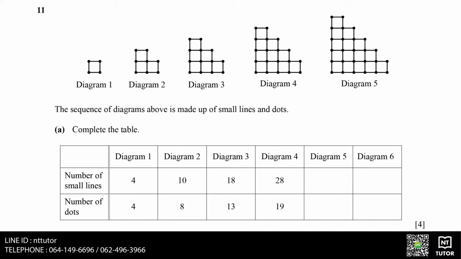in the numbers. For the number of small lines, it goes 4, 10, 18, and 28. From 4 to 10, it's plus 6. From 10 to 18, it's plus 8. From 18 to 28, it's plus 10. Therefore, for the next term, we need to add 12. And for the term after that, we need to add 14. And since we have diagram 5, we can actually check the number of small lines in diagram 5, whether it is 40 or not.